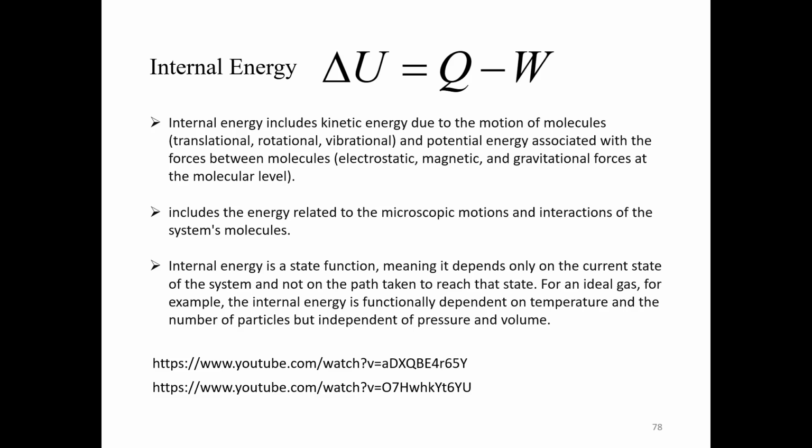For an ideal gas, for example, the internal energy is functionally dependent on the temperature and the number of particles, but independent of pressure and volume. So internal energy is only dependent on the temperature. It doesn't depend on the pressure or the volume or any other constant. That means if you increase the temperature, internal energy increases, and if you decrease the temperature, of course, internal energy decreases.